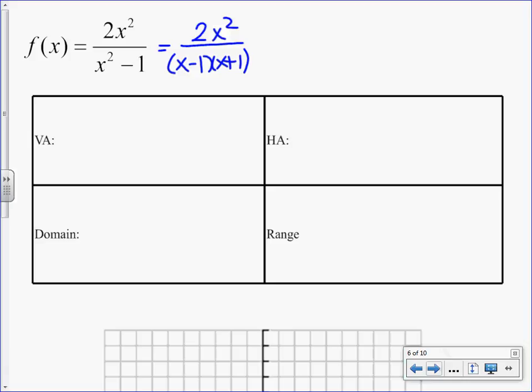So let's look at vertical asymptotes. What values would make our denominator 0? 1 and negative 1. So we have vertical asymptotes at x equals 1 and x equals negative 1. Since those 2 values make our denominator 0, they cannot be in our domain. So the domain is everything before negative 1, in between negative 1 and 1, and after 1. But we cannot include negative 1 and 1 in our domain.